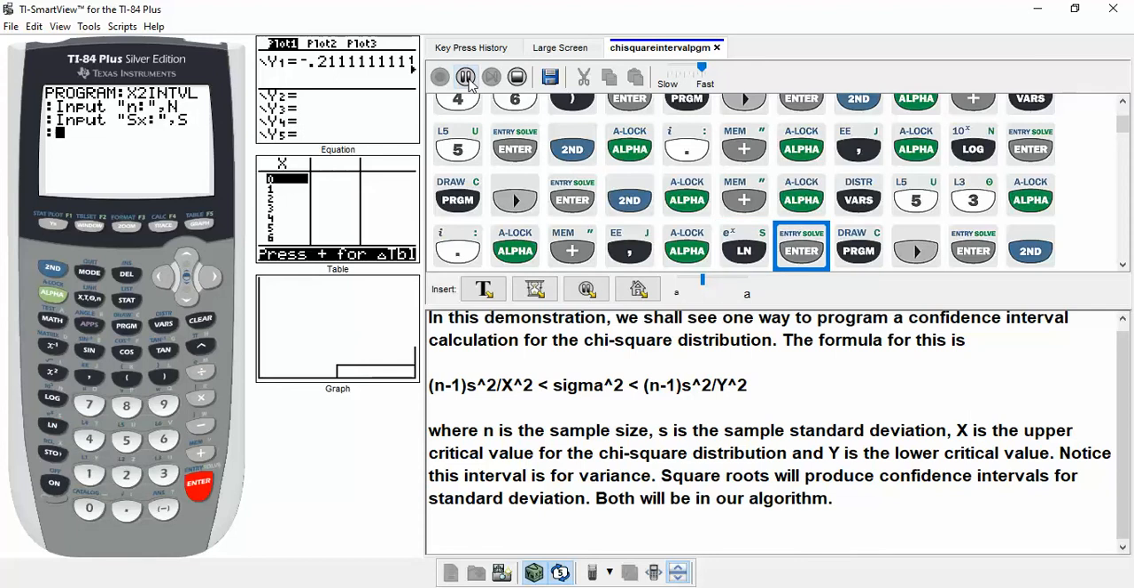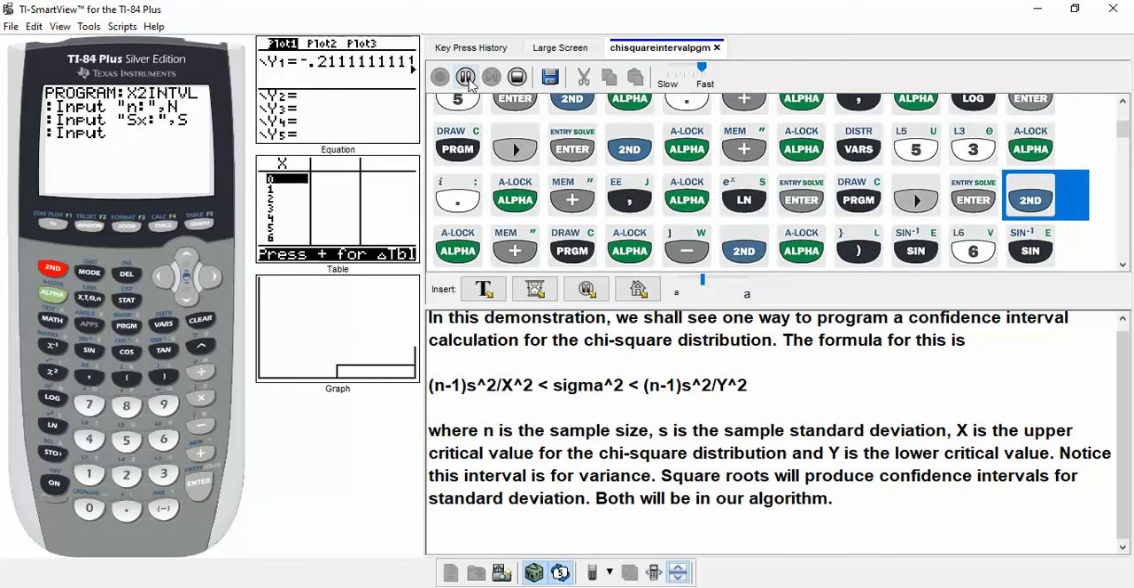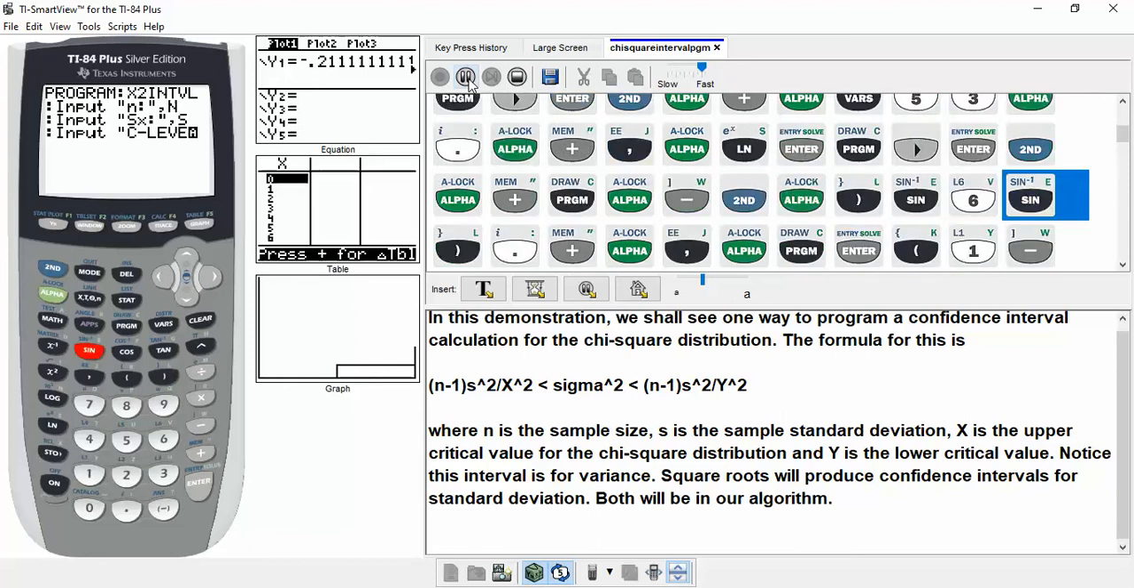And then the next thing we're going to do is input our confidence level. So we'll do the input command, open quote, type in C, use the minus sign as a hyphen, and then type in the word level, L-E-V-E-L. Then we'll do a colon, and the double quotes, put a comma, and we'll call that C.